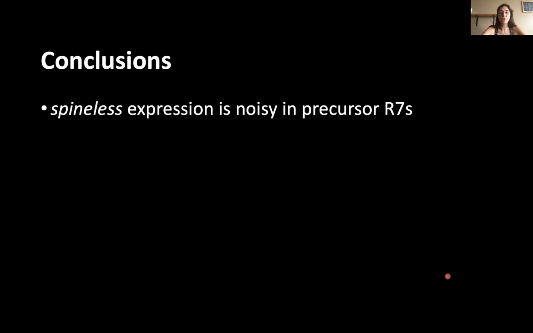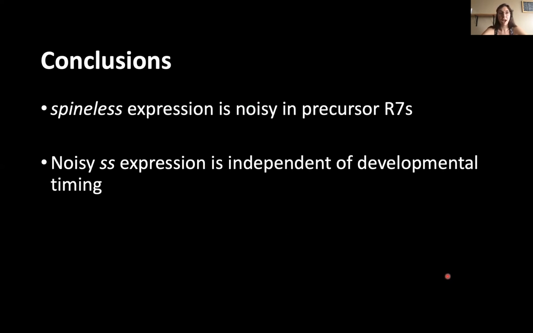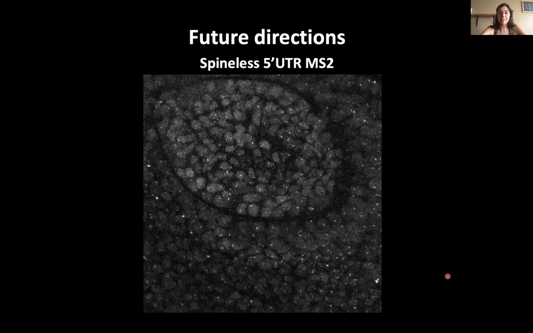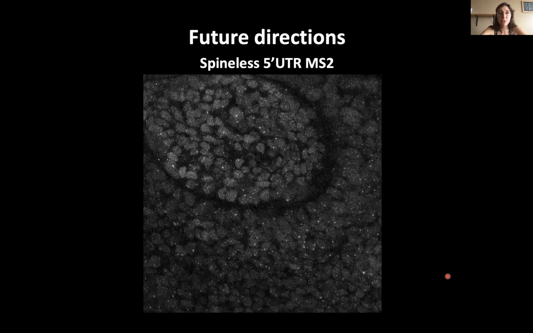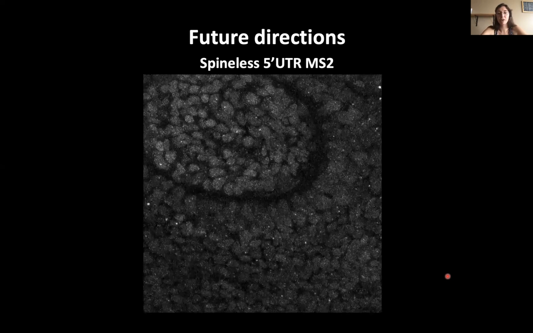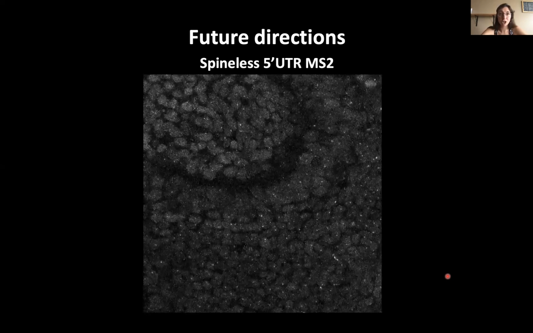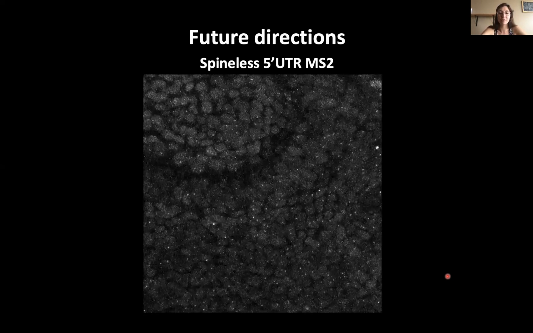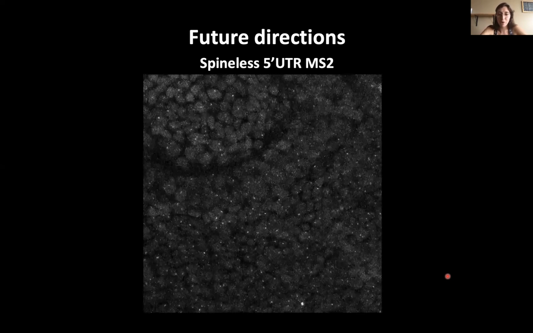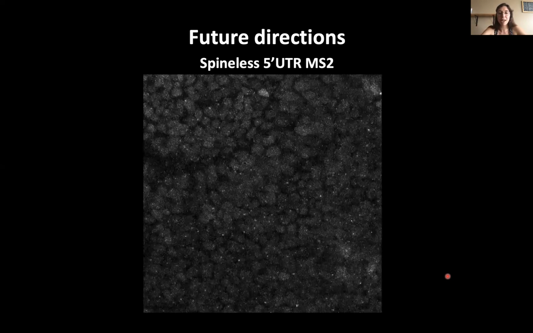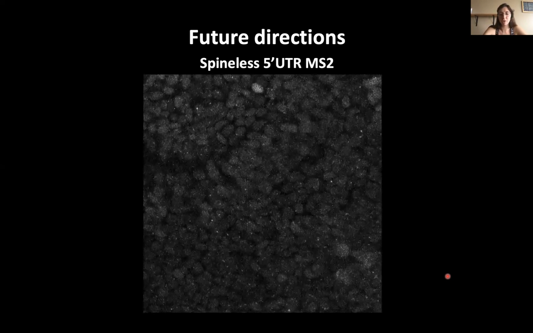What I've shown you today is that spineless is expressed variably in the early pulse. Developmental timing does not seem to explain this variation, and we predict that the source of variability may be elongation. The next steps are to monitor endogenous spineless expression from the precursor state through the terminal cell fate. This is the first ever movie I've made of endogenous spineless expression in the antenna using this MS2 system. I was able to get this right before we went into shutdown for quarantine. We are working to now segment and track the transcription in each of these individual cells.